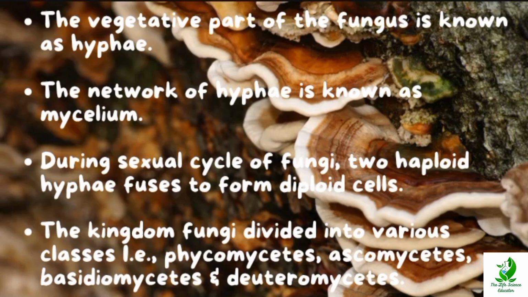The vegetative part of the fungus is known as hyphae, and the network of hyphae is known as mycelium. During the sexual cycle of fungi, two haploid hyphae fuse to form diploid cells. The kingdom fungi is divided into various classes, that is phycomycetes, ascomycetes, basidiomycetes, and deuteromycetes. So let us discuss one by one in detail.